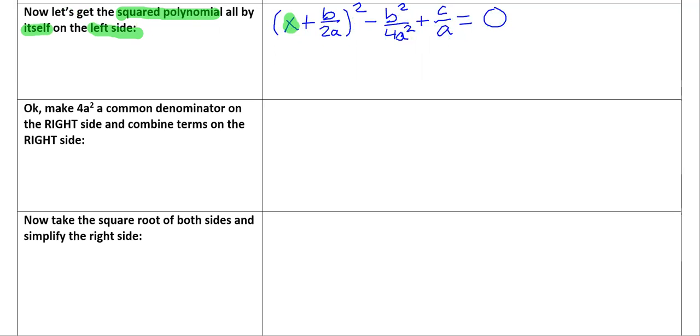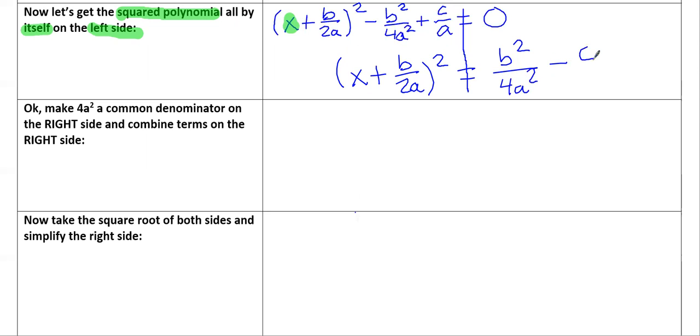Left side, we're talking about, of course, the equation here. So we're going to add b squared over 4a squared on the right side, and we're going to subtract c over a on the right side. So that leaves us with quantity x plus b over 2a squared is equal to positive b squared over 4a squared minus c over a. Okay?